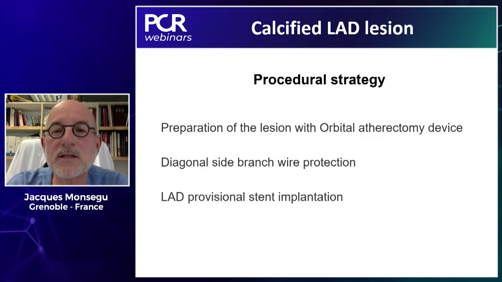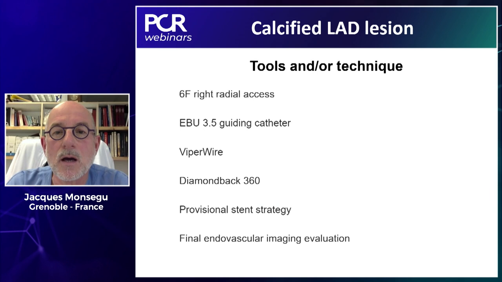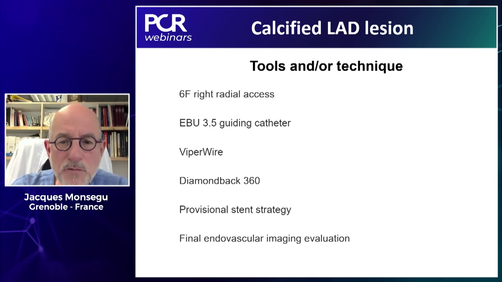And for all these reasons, we decided to prepare this lesion with the orbital atherectomy device. We decided to protect the diagonal side branch with a wire, and finally to implant a stent with provisional stenting of the LAD. For our technique, we use six French right radial access as usual, an EBU 3.5 guiding catheter. We try to cross the lesion directly with the Viper wire because it's a fantastic wire to navigate. Of course, the Diamondback 360, with a provisional stent strategy after orbital and predilatation.